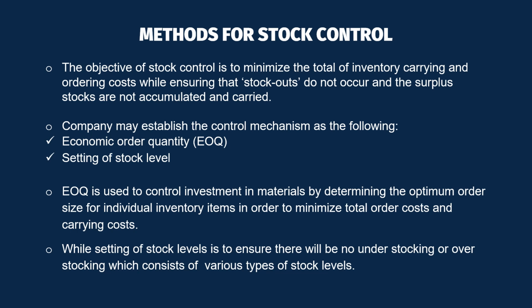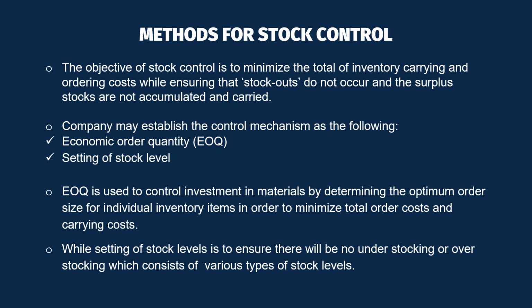After we have learned the procedure in purchasing the material and the documents attached to it, now it's time to learn how the company manages its stock. One of the ways is by having stock control. What is the objective of having stock control? The main reason is that we want to minimize the total inventory carrying and ordering costs while ensuring that stockouts do not occur and surplus stock is not accumulated and carried.